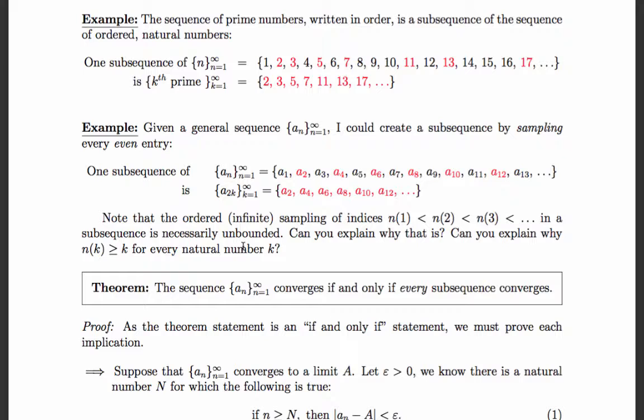Okay. So note that the way we pick the indices to keep or to sample in a subsequence, we have to keep them in order. In other words, the first index taken, n of 1, is less than the second index taken, n of 2, is less than the third index taken, n of 3, and so forth. So that itself is a sequence of natural numbers that is, as you can see, increasing and necessarily unbounded. So can you explain why that is? I think you can. Can you explain why, for example, the kth index taken, n of k, is at least k?